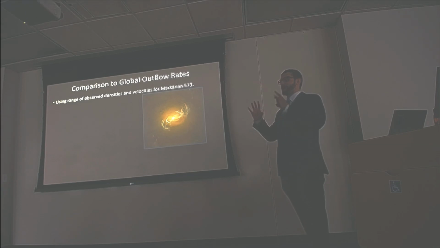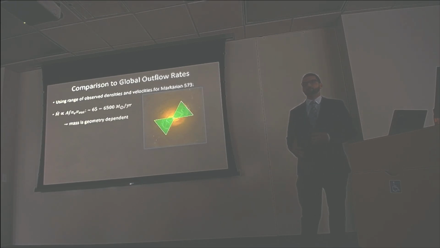And so again, this is adding up all the mass and assigning it a single number. So here we have Markarian 573, and one of the most commonly used techniques is what we call a geometric technique. And so what you do is you figure out the area of your narrowline region that's emitting this light, and that gives you some area, and multiplying it by the fraction of that volume that is filled in this bicone, along with the density and velocity, gives you a mass outflow rate. And so in this case, we get a result of about 65 to 6,500 solar masses per year.